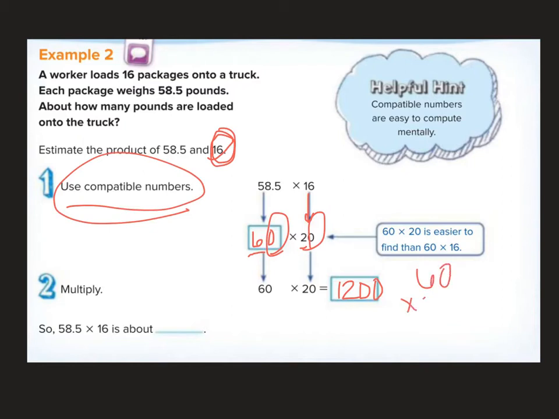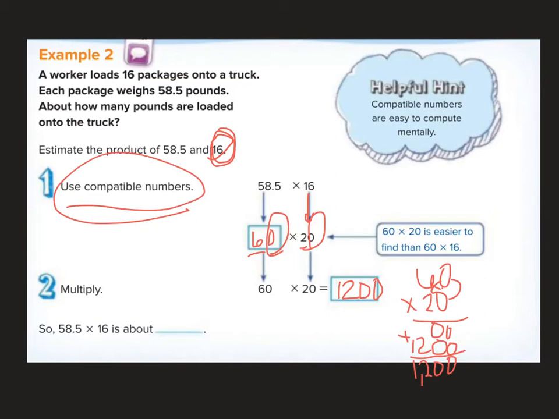Okay, 0 times 0 is 0. 0 times 6 is 0. Add my 0 because I'm multiplying by 20. 2 times 0 is 0. 2 times 6 is 12. Add them up. 1,200. So, I mean, if you need to do it, sure.